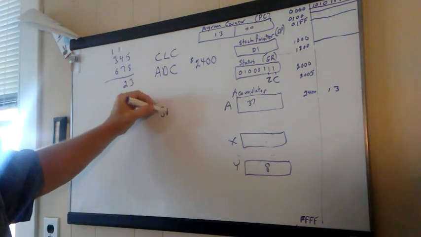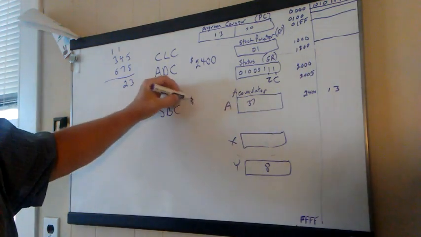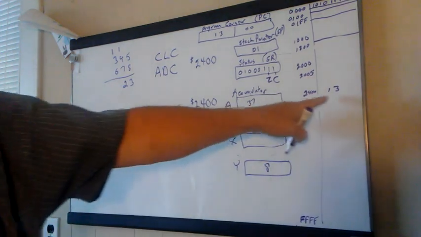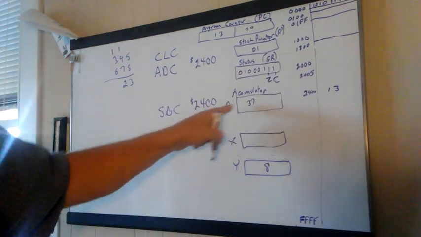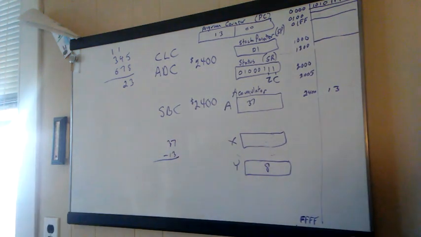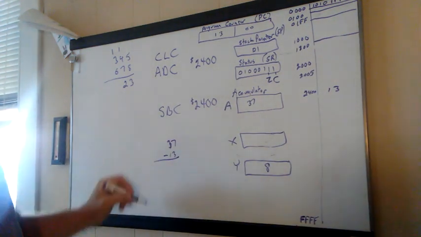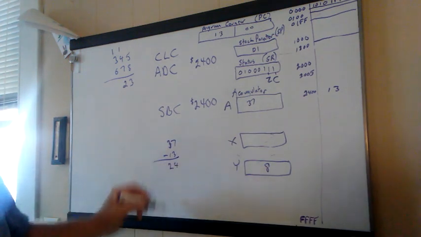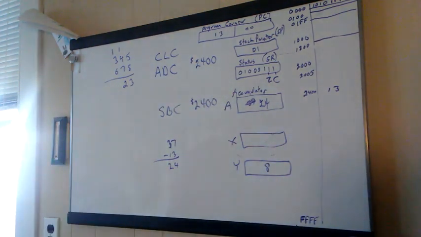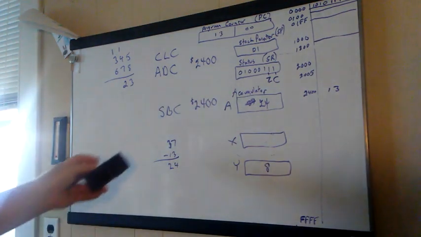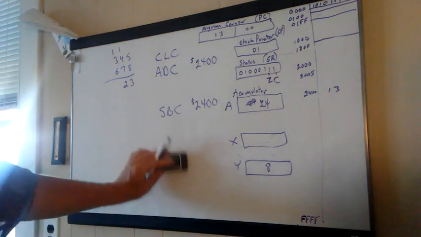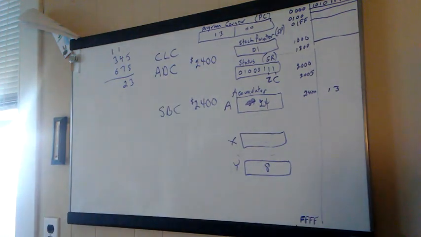And then you have the equivalent subtract with carry, which is just the opposite. This takes the value in the accumulator and subtracts the value that's over here from it. So in this case, we've got 37, we're going to subtract 13, and we're going to be left with 24, which is going to be put back in the accumulator. And if there was a carry value, that gets subtracted, or it gets added in. I'd have to think about that. But anyway, it just works in reverse from the add with carry.